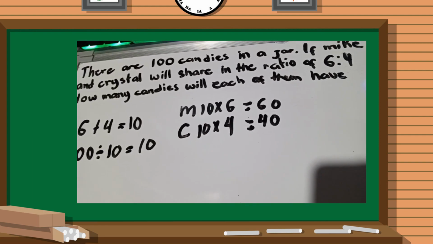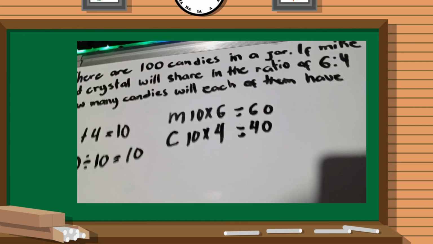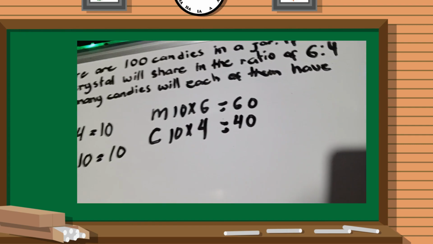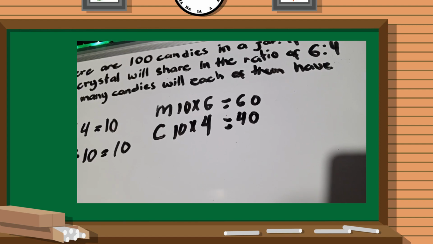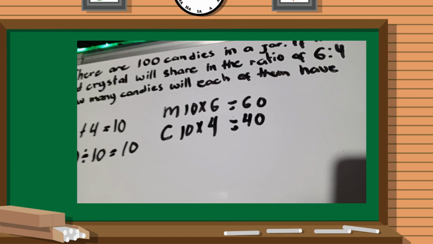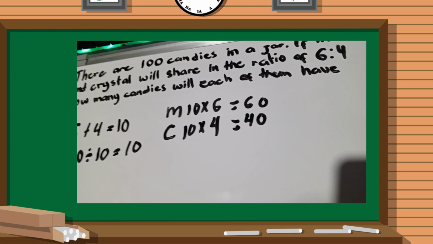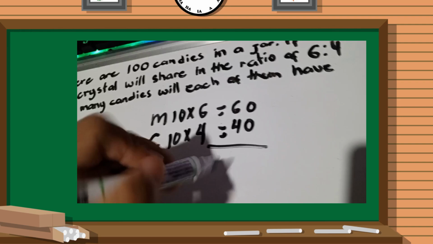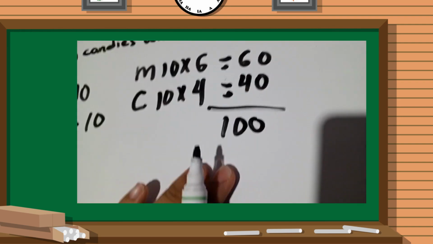But we're not done. Let's check if the answers are correct. So how are we going to do that? We will add the number of candies of Mike and Crystal. So 60 plus 40 is equals to 100, similar to our base.